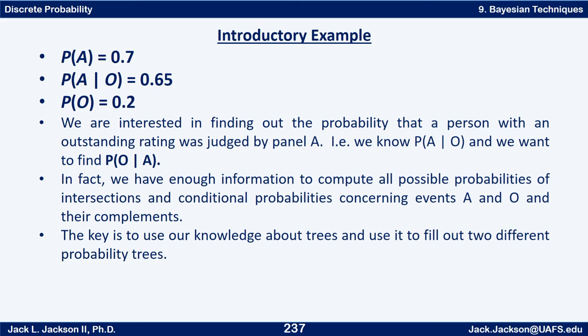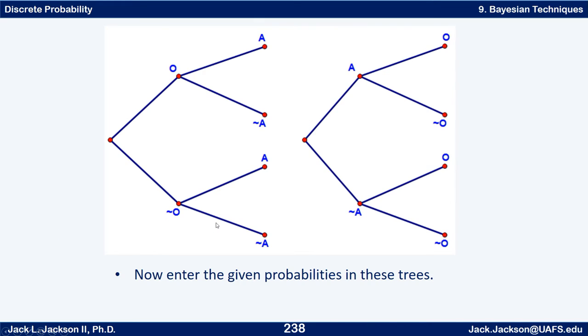So we have the probability of A given O, and we want to flip it around backwards. And we know from our previous examples this is not necessarily the same thing. In fact, it could be very different than either the probability of O or the probability of A given O. Now it may look like we don't have a lot of information here, but with what we know about probability trees, just these three pieces of information are enough for us to fill out all kinds of information about this situation.